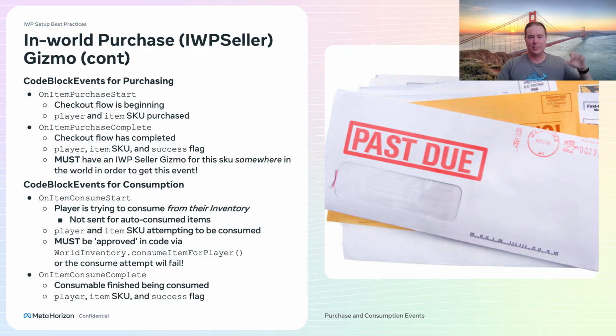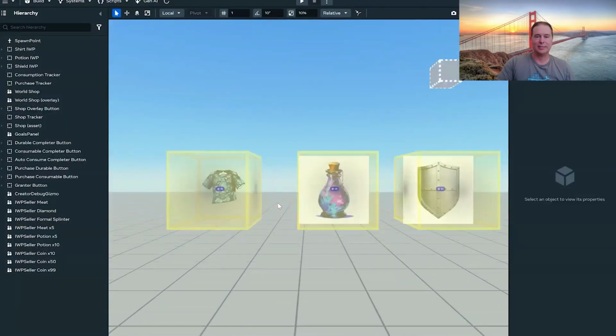But if you're having items that are in the inventory, even if you sold them as a pack and they were non-auto-consumed, like you had a pack of 5 pieces of meat, and the 5 pieces of meat went into the inventory, and then the player went to their inventory and clicked on it and said consume, then you'll get the consume start for the meat, and if you approve it saying yes, the player can consume this now, then you'll get a consume complete, and this item SKU will be the individual meat SKU and not the pack SKU. So once they go into the inventory, they turn into individual items. Just be aware of those little subtleties.